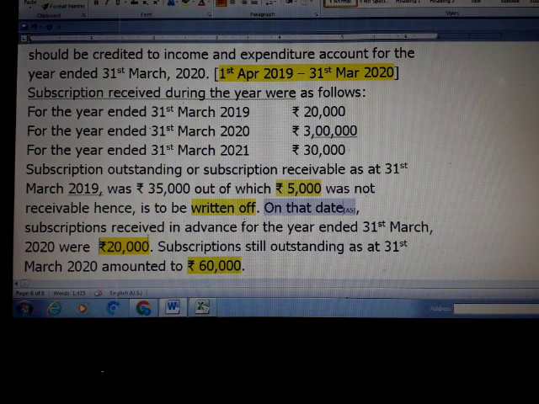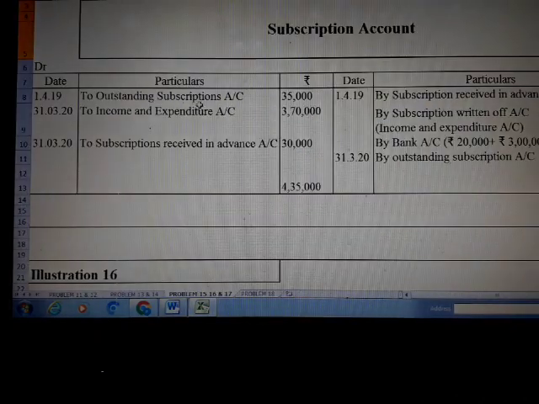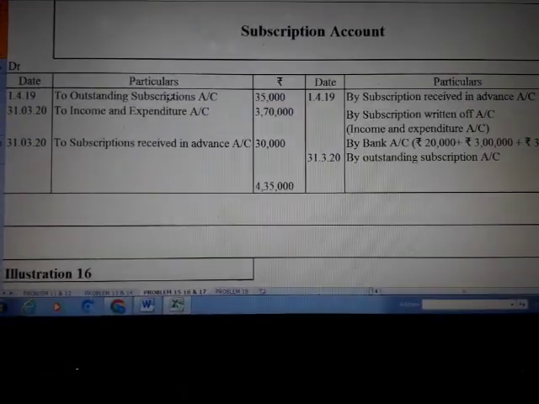Now let's see how to take each and every item to a subscription account. We have just been asked to show only the subscription account. They say very clearly, from the following determine the amount of subscription that should be credited. They didn't ask you to prepare the income and expenditure account. So straight away I am just going to prepare my subscription account. Can you view my screen, students? Here, when you are preparing the subscription account, make sure you write the date, particulars, rupees, and for the credit side also date, particulars and rupees.